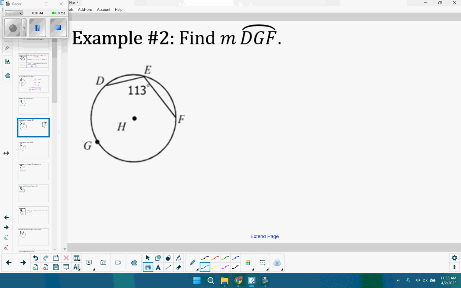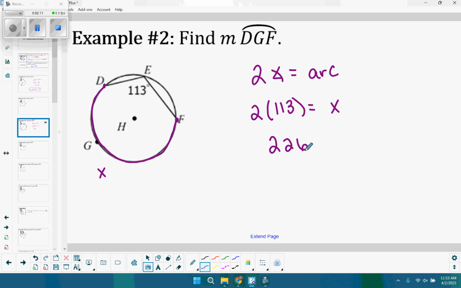For example 2, we want to find the measure of arc DGF. So we're starting at D to G all the way to F. So right now that's my variable. And the angle that opens up to that arc is 113. So 2 times angle equals arc. 2 times the angle, in this case 113, equals the arc. I'm just calling it X for right now. So 2 times 113 is 226. So the measure of arc DGF is 226 degrees.